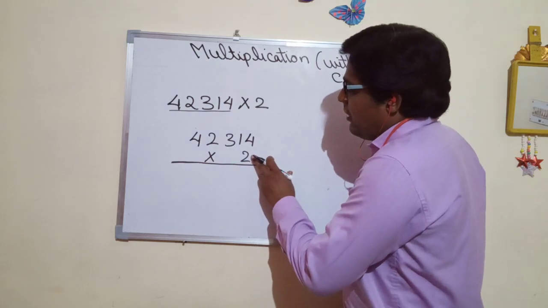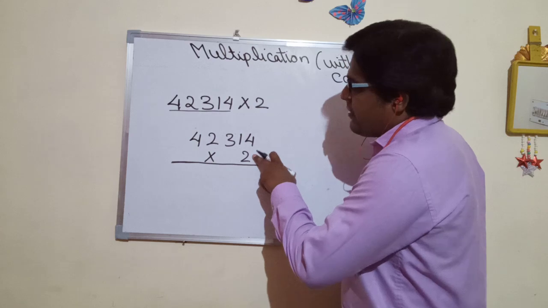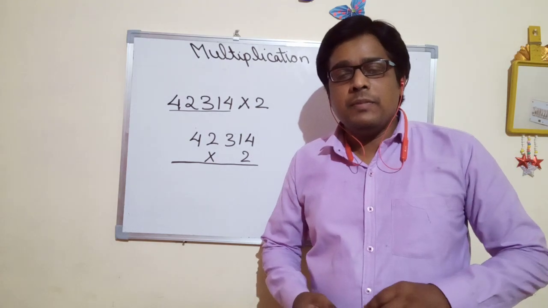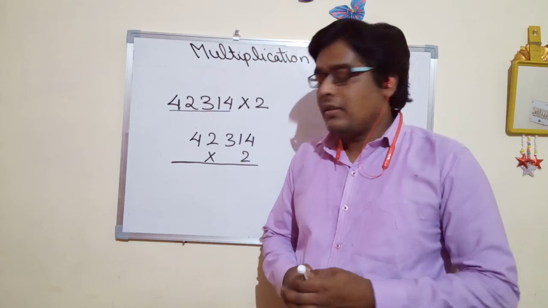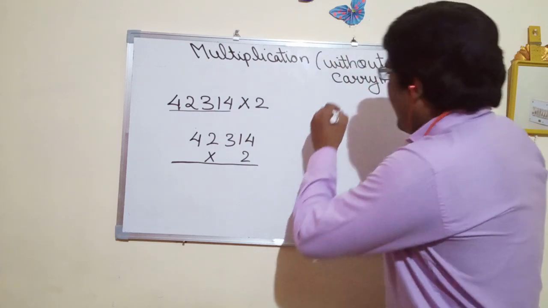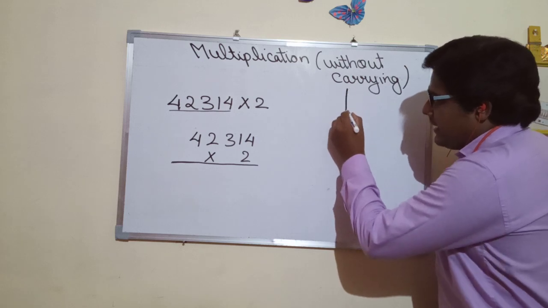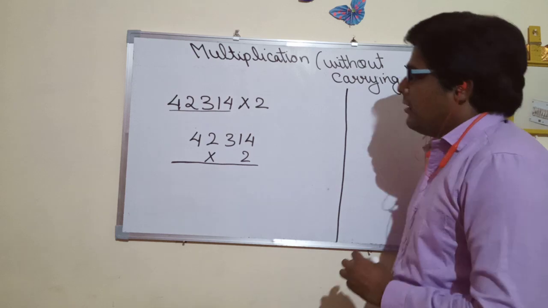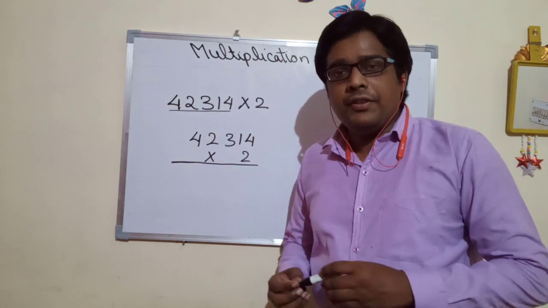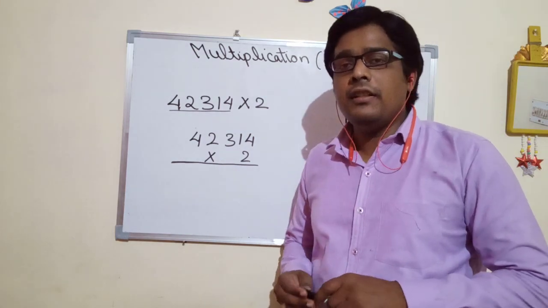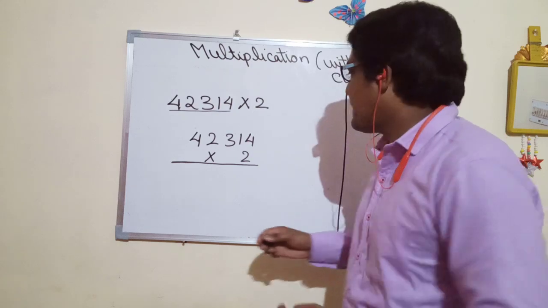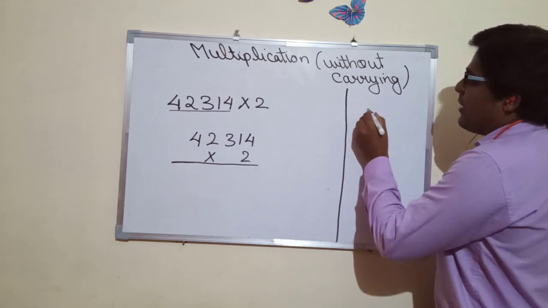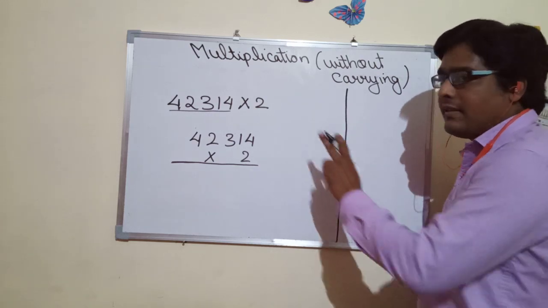Now here we are having multiplier as 2. While doing multiplication, you should have knowledge of tables. It is very important. I will be writing tables of the multiplier over here. While doing questions, you don't write in your copy, but you should have knowledge. You should learn tables by heart. So the multiplier is 2, so I'll be writing the table of 2 so that you will understand this multiplication.